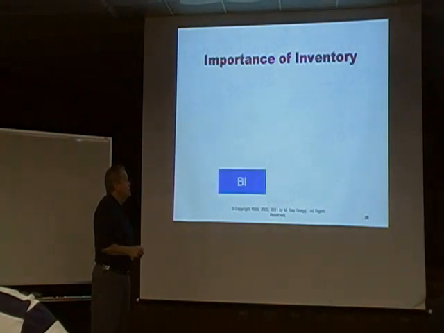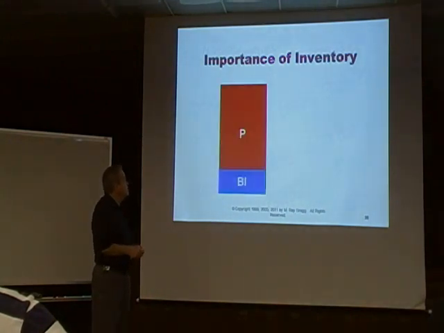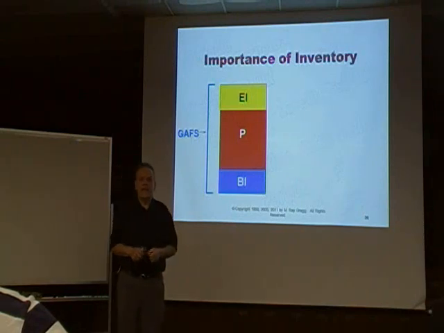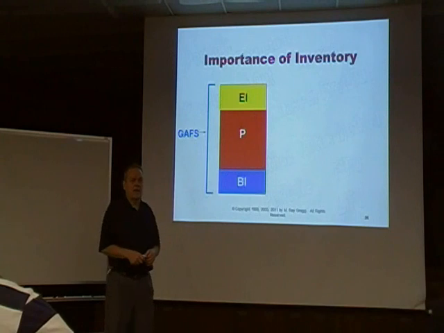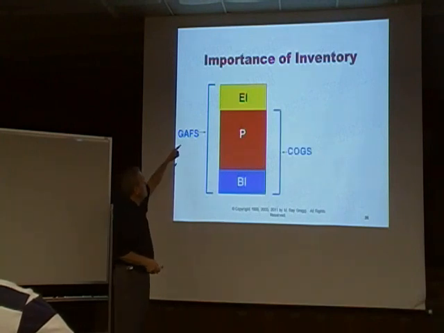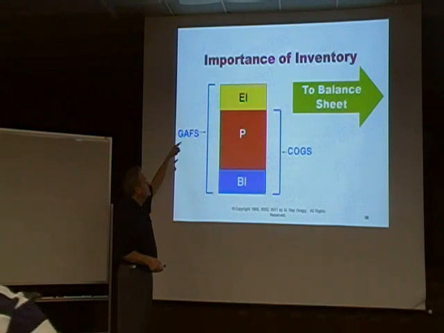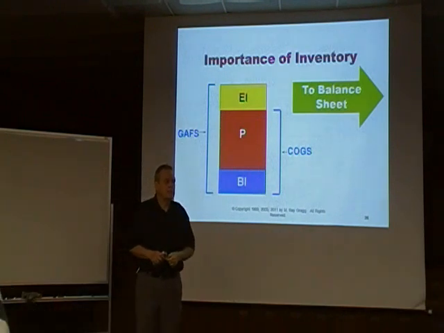Inventory is important. Beginning inventory plus purchases is goods available for sale. Goods available for sale minus ending inventory. There it is again. Ending inventory is important because it affects both financial statements. The amount in that yellow box is the amount that's going to be merchandise inventory on the balance sheet.